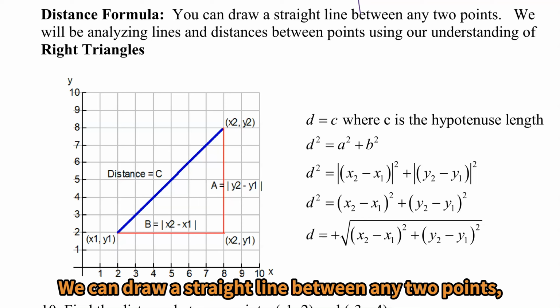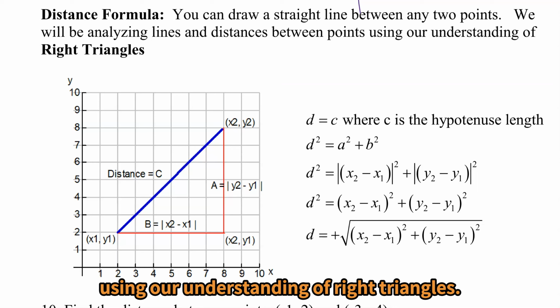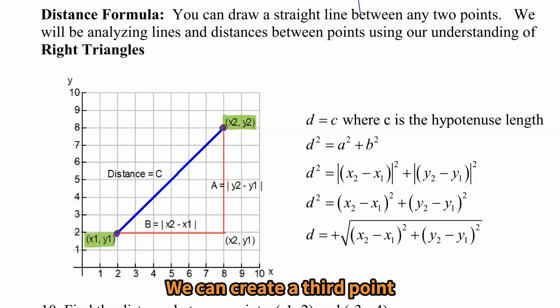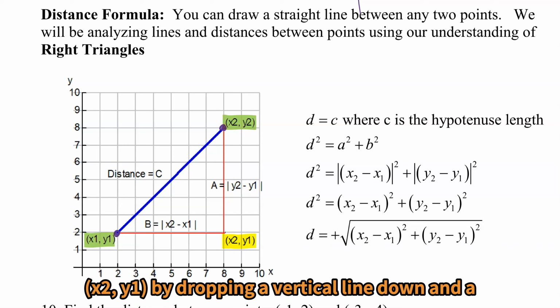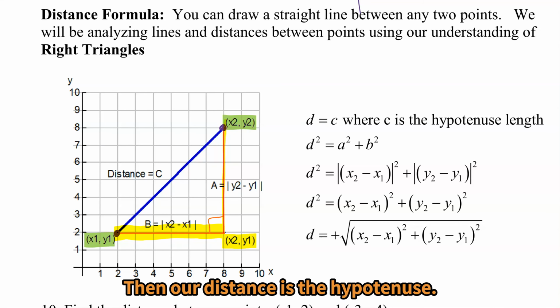We can draw a straight line between any two points, and we can find the distance using our understanding of right triangles. We have two points that we're looking at, (x1, y1) and (x2, y2). We can create a third point, which gives us a triangle, (x2, y1), by dropping a vertical line down and a horizontal line across, so we have a right triangle. Then our distance is the hypotenuse.